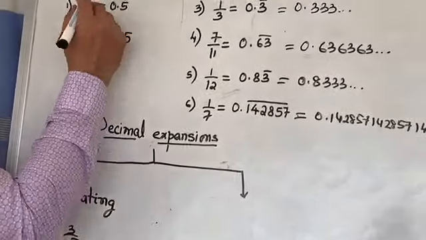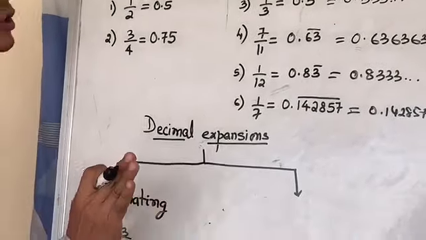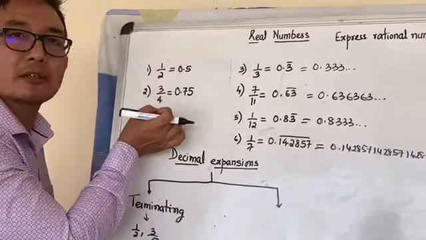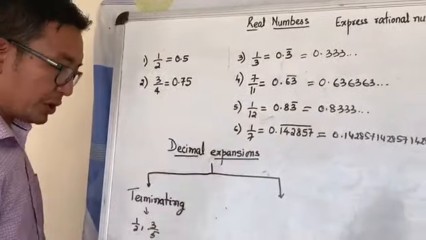Terminating, those are there. Divide, remainder 0. Division is finished. Those are remainder 0. Let's have remainder 0. It terminates.